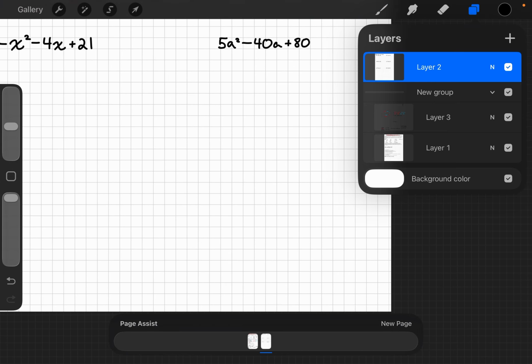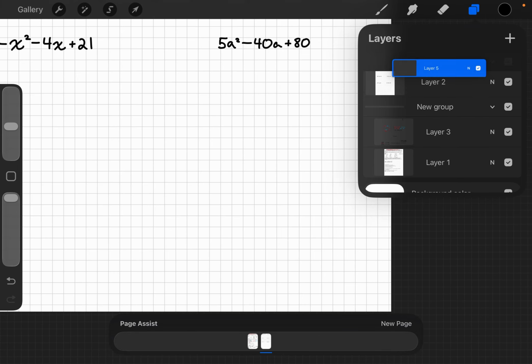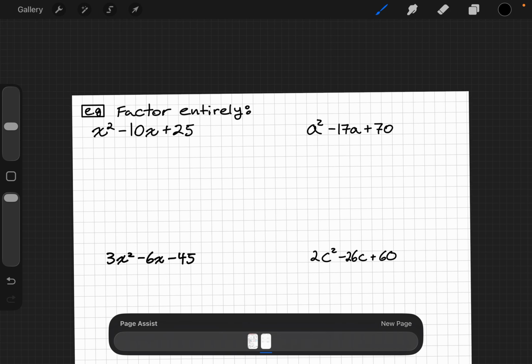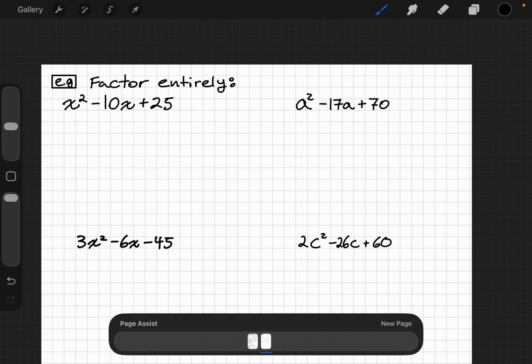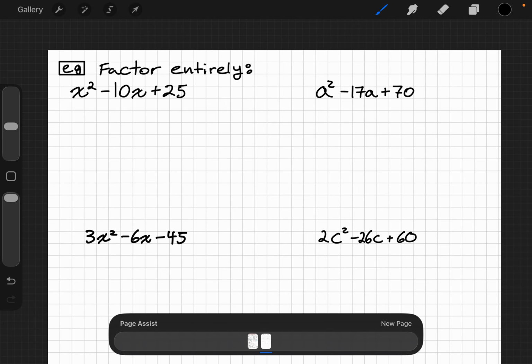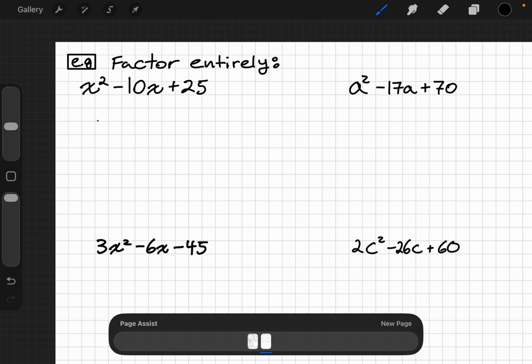Moving on. All right, so we're going to do some practice here. Factor entirely. X squared minus 10x plus 25. Let's do the chart again. The c value is 25. So what are the factors of 25? Well, 1 and 25, negative 1 and negative 25, and 5 and 5, and negative 5 and negative 5.